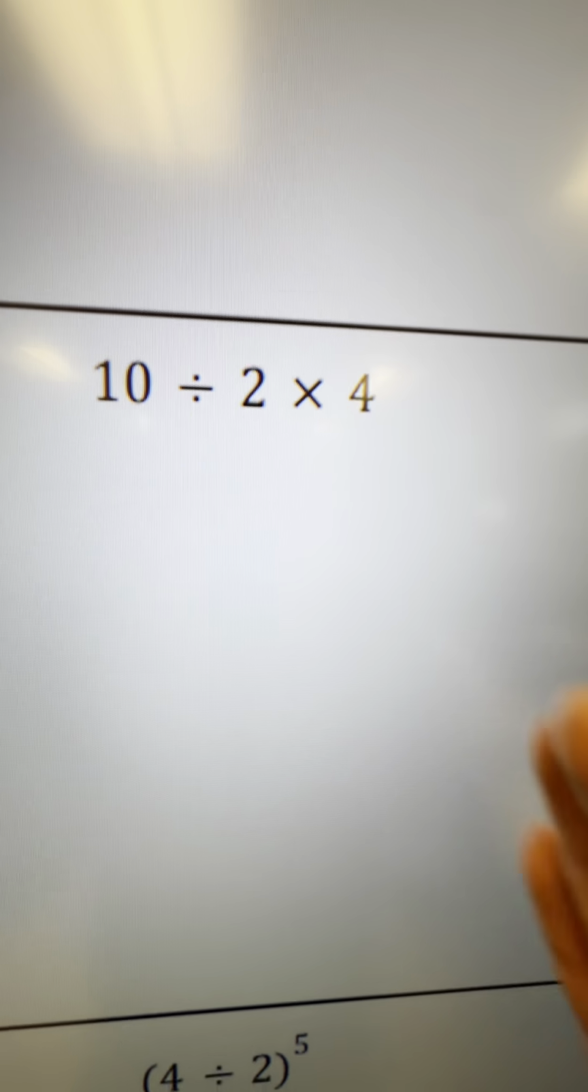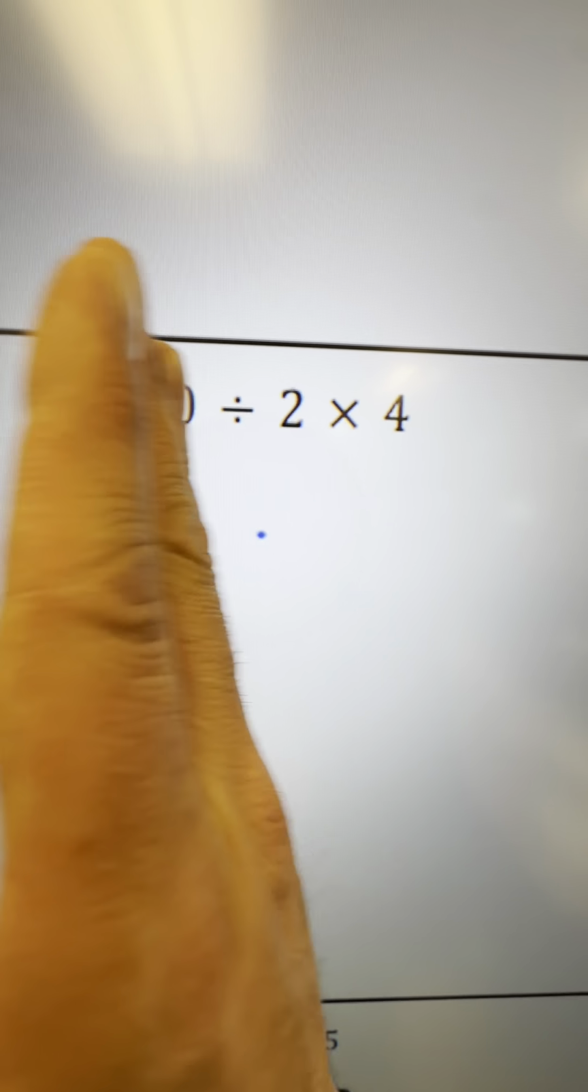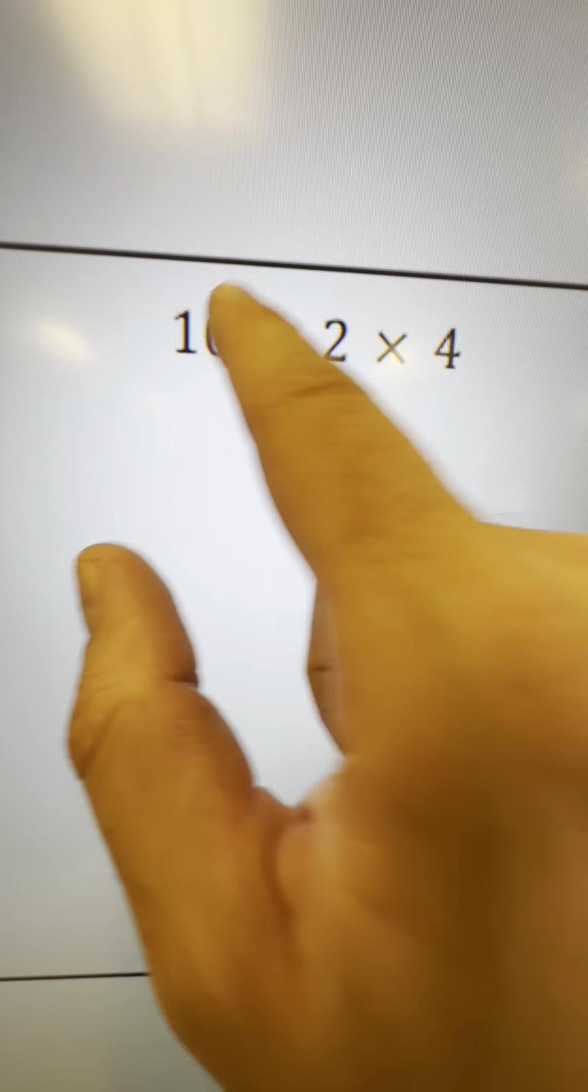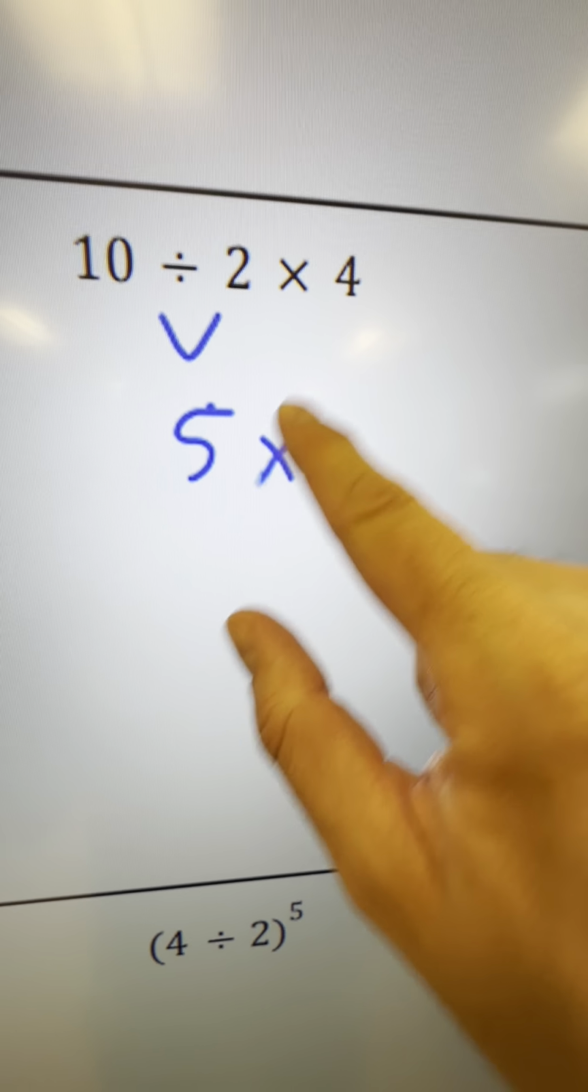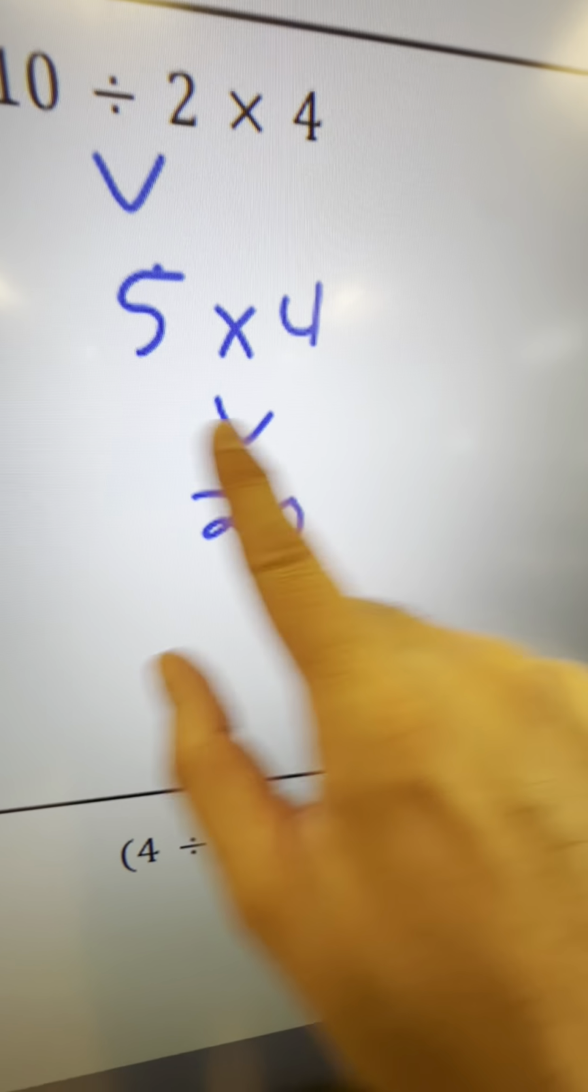And then in this example, when I scan from left to right, you can see that this appears first, so that means I have to divide 10 by 2, which is 5, bring down my times 4, and I get 5 times 4, which is 20.